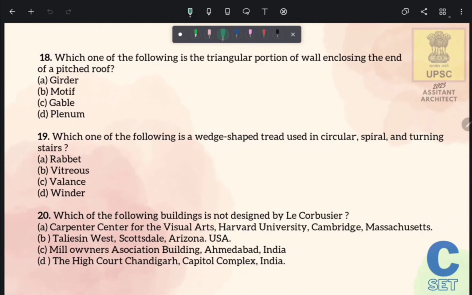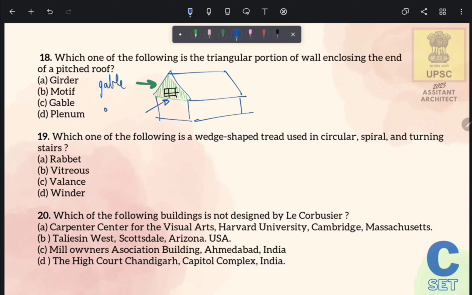Next question is which one of the following is the triangular portion of wall enclosing the end of a pitched roof? Let's understand it through a diagram. So this is our pitch roof, and in this pitch roof, this is the triangular portion, and in architectural terms it is known as gable. And if there is a window in this portion, then the window will be known as gable window. Therefore the correct answer of this question is option number C, gable.